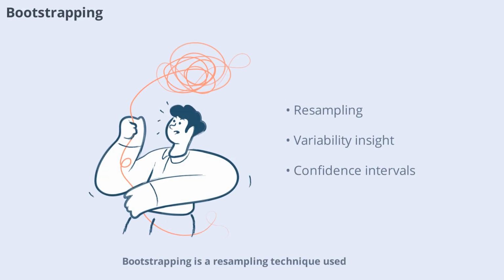Bootstrapping is a resampling technique used to estimate the accuracy of a model. By repeatedly sampling with replacement from the dataset, we can create many different training and testing sets. This approach provides insights into the variability of model performance and helps build confidence intervals for evaluation metrics. Bootstrapping is especially useful when data is limited.